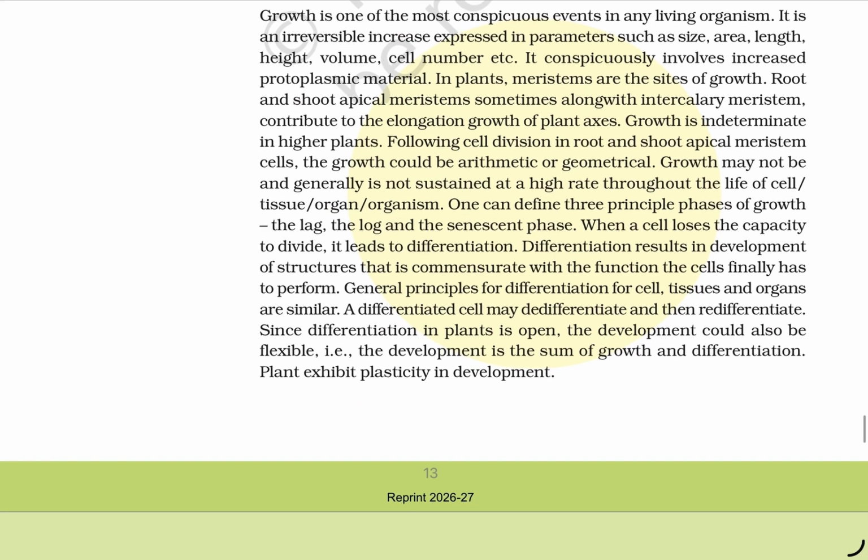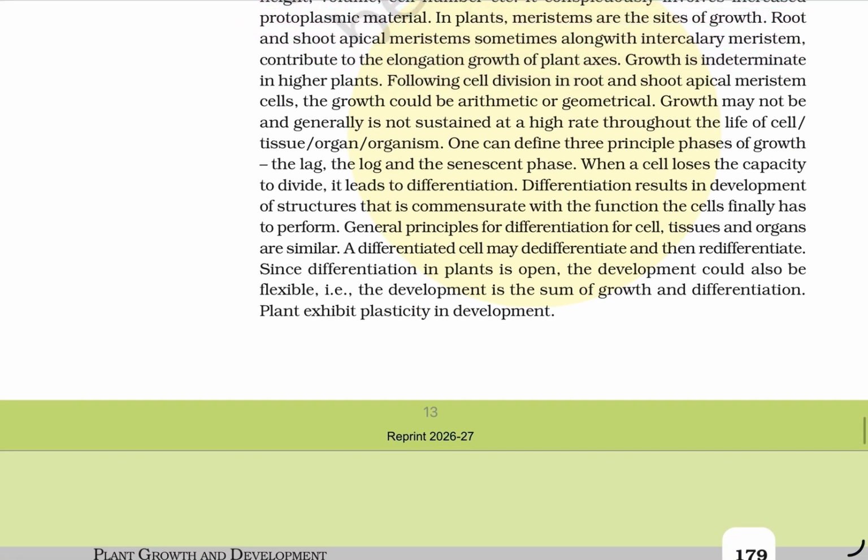Summary: growth is one of the most conspicuous events in any living organism. It is an irreversible increase in expression of parameters such as size, area, length, height, volume, cell number, etc. It conspicuously involves increased protoplasmic material. In plants, meristems are the sites of growth. Root and shoot apical meristems, sometimes along with intercalary meristem, contribute to elongation of the plant axis.